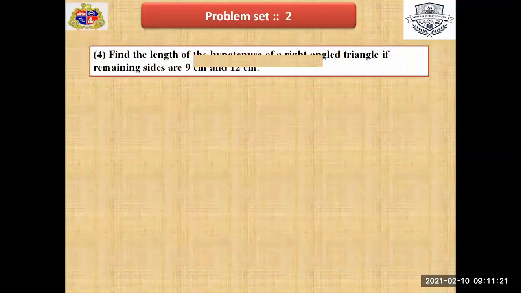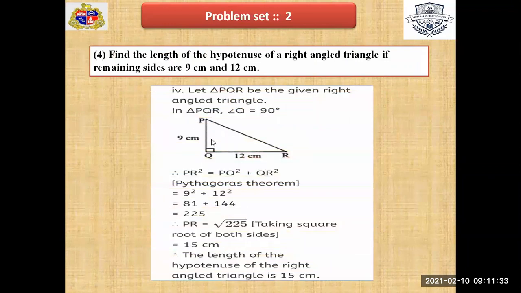Next, question number 4. Find the length of the hypotenuse of a right angle triangle if the remaining sides are given. Simple. Here, the remaining sides are given. You have to find the length of the hypotenuse. So here, triangle PQR is the given right angle triangle. Q is 90 degree. PQ is 9 centimeter and QR is 12 centimeter. So you have to find the value of PR, that is the hypotenuse.